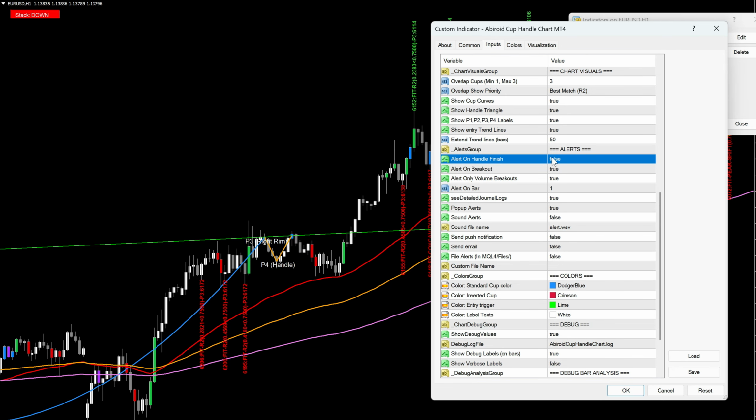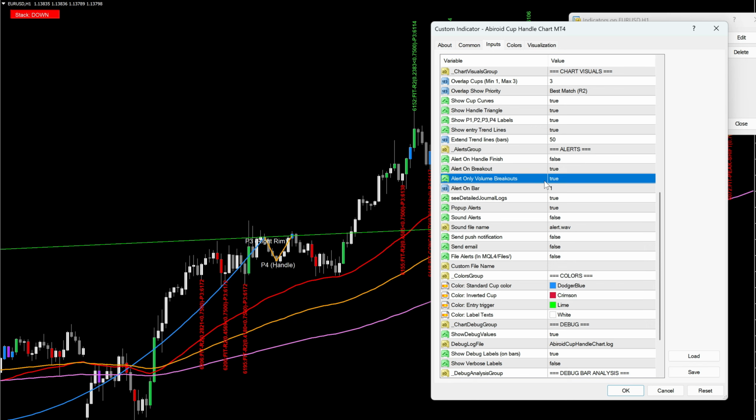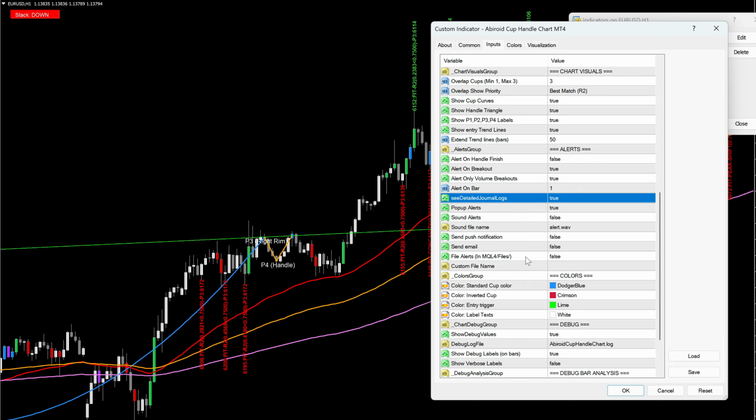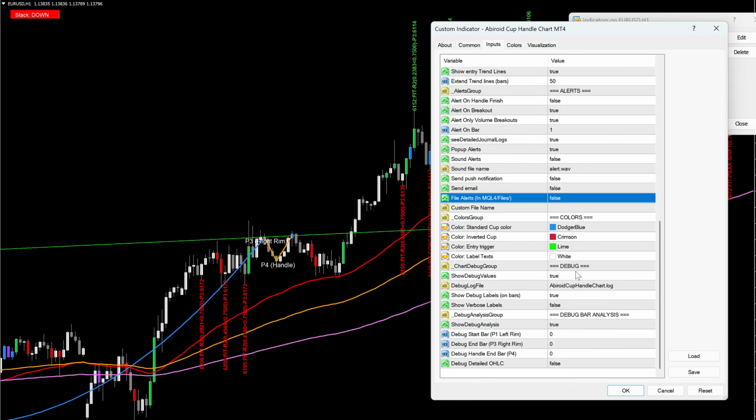So you can set an alert on handle finish, but a better alert is once price actually breaks out. So if a handle finishes, it's not a strong breakout bar. So you can also set volume alerts to true, then it will wait for a high volume bar to break through this trend line, and only then it will give you an alert. And it will check bar 1, because if you were to check bar 0, then price might break out and then come back in. So it's best to check for bar 1. And you can set any types of alerts, and everything else is just the visual effects.